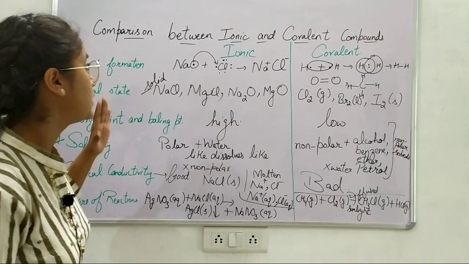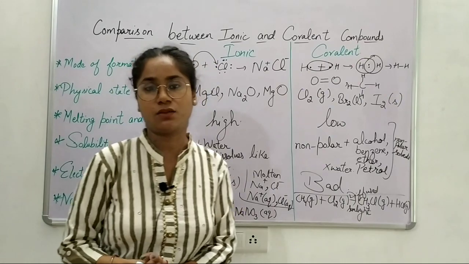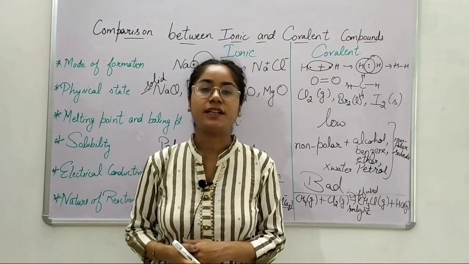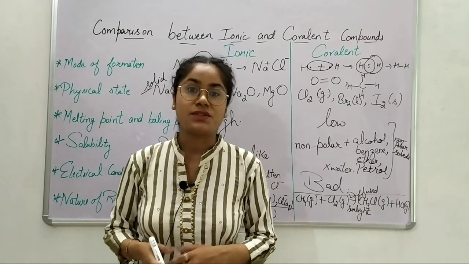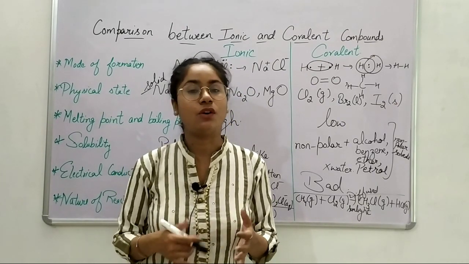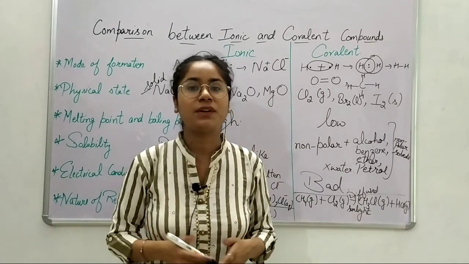So today we have discussed the difference between ionic compounds and covalent compounds. In the next video, we are actually starting this chapter at large scale, which is allotropes of carbon, which you all usually found difficult, but it is very interesting and easy, and we will learn it.